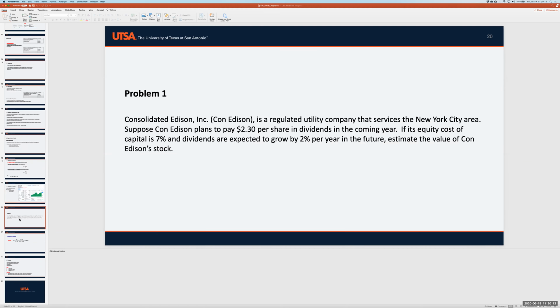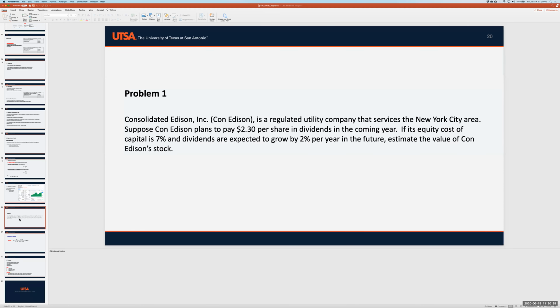Consolidated Edison Incorporated is a regulated utility company that serves the New York City area. Suppose Con Edison plans to pay $2.3 per share in dividends in the coming year. If its equity cost of capital, R_E, is 7%, and the dividends are expected to grow 2% per year in the future, G is 2%. Estimate the value of Con Edison stock.